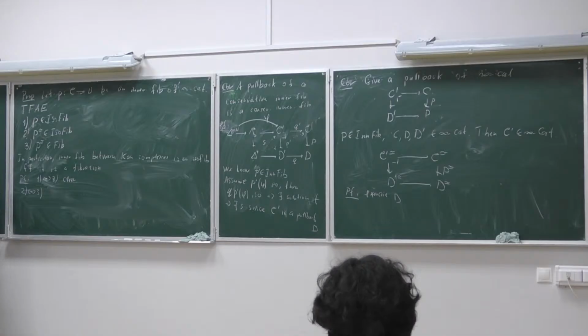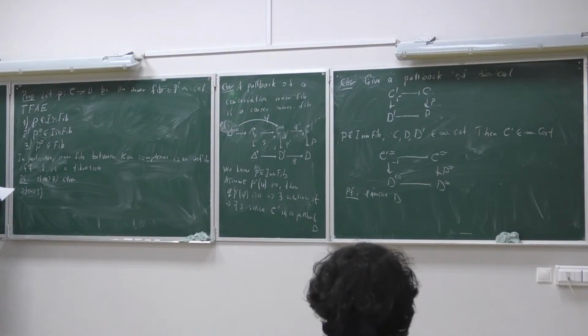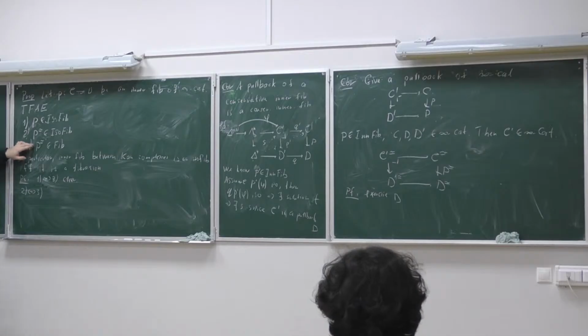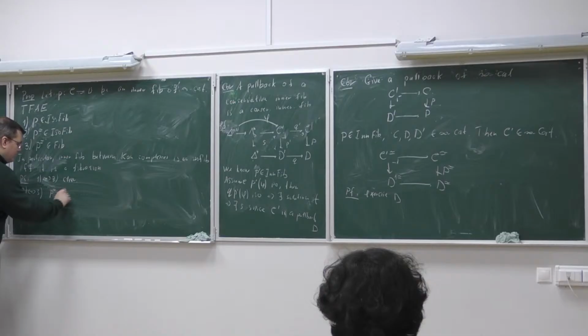So what is it again? I want to show that P induced to maximal subgroupoids is a fibration, right? But since I start with an inner fibration, this thing is an inner fibration. We had this statement before, and it follows more or less immediately from the definition. So in this case, we know that this is an inner fibration.